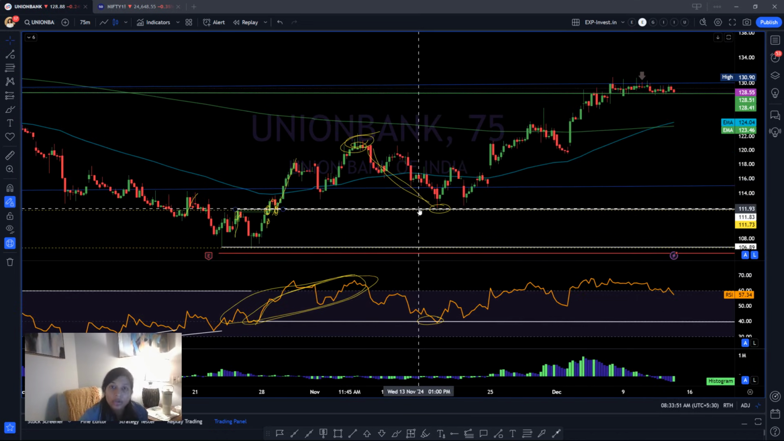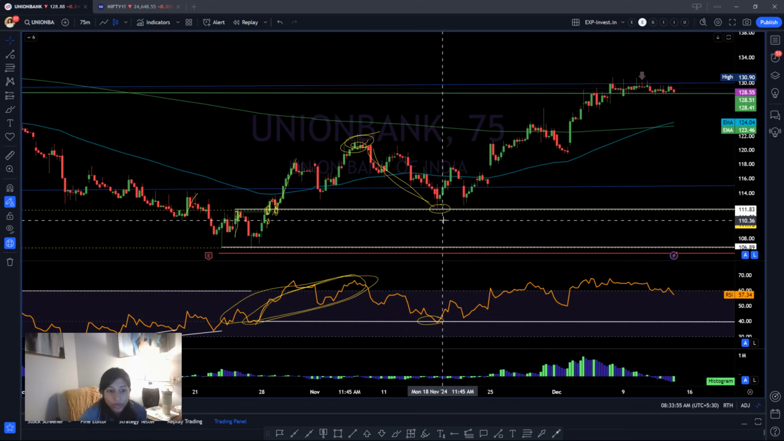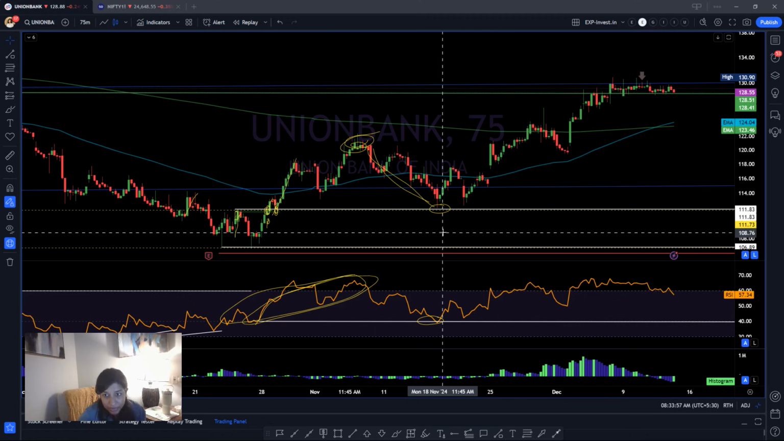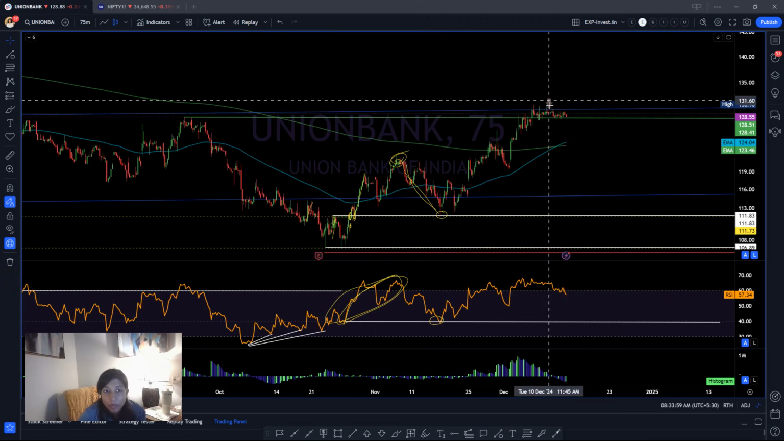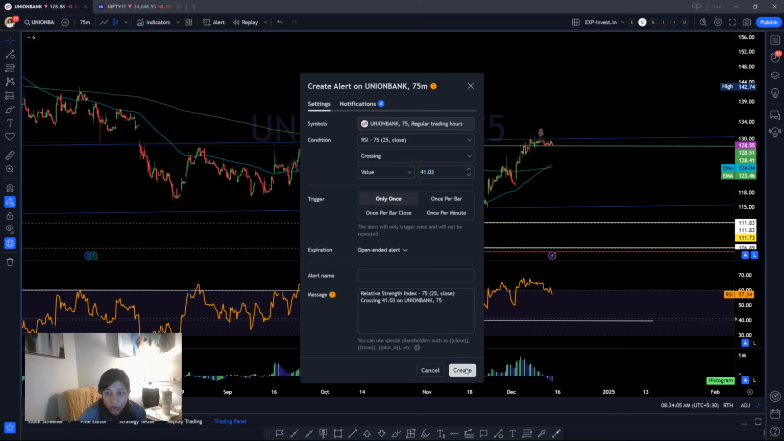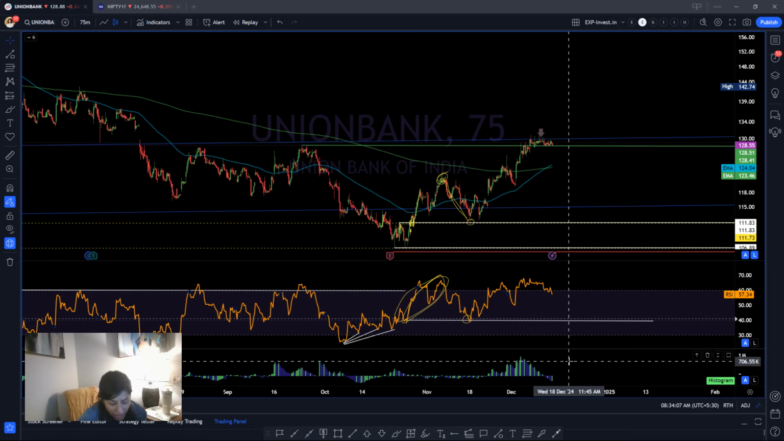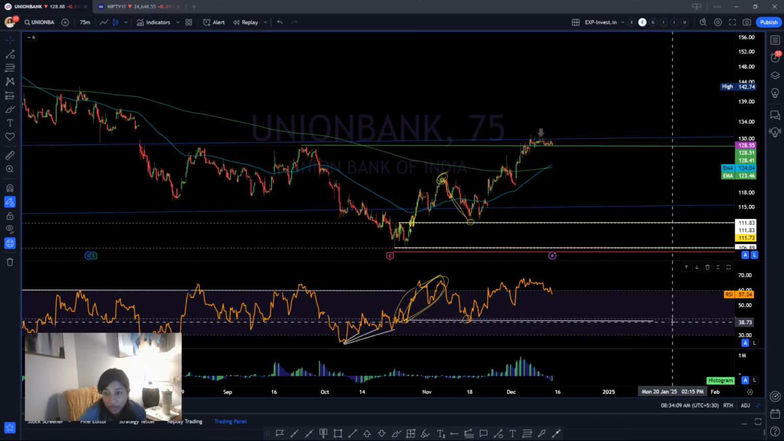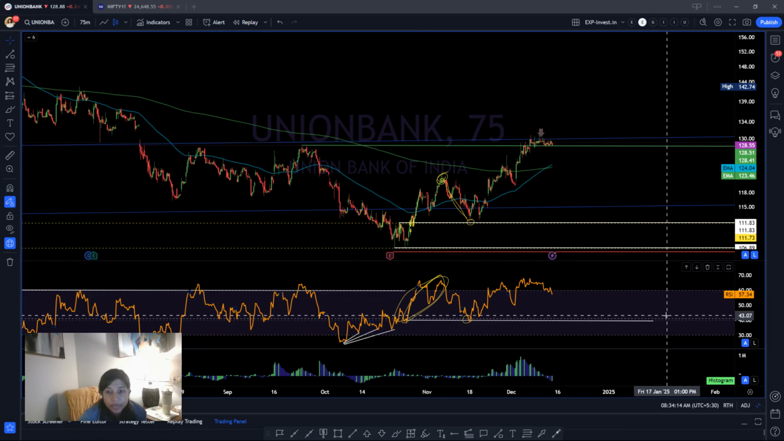You have to be patient, you have to be strategic, and you have to be very unemotional in order to win these kinds of setups. For me personally, now profit booking has taken place. What I will do now is I will set an alert at the level of 41 on the RSI. I use the keyboard shortcut Alt A after clicking on the RSI indicator to quickly set an alert here. And I'm going to wait.